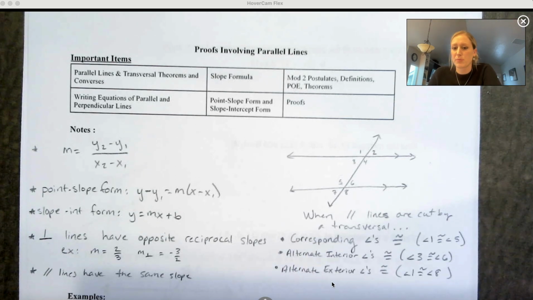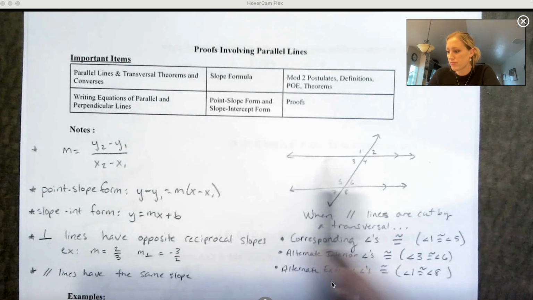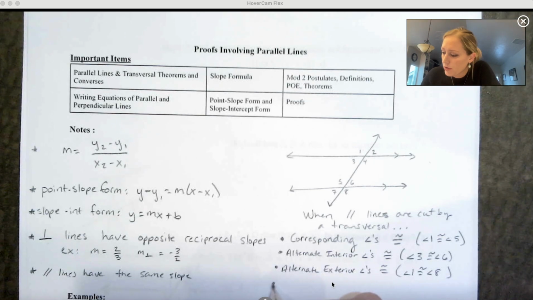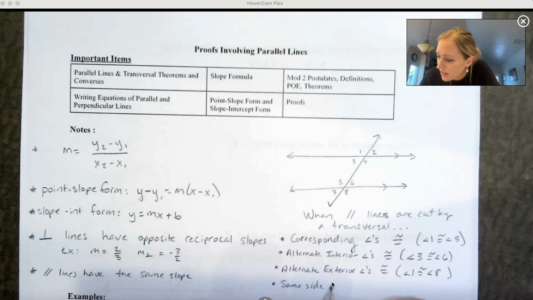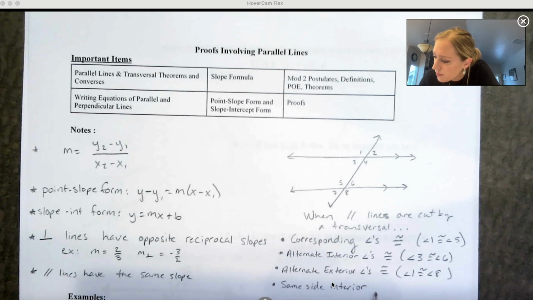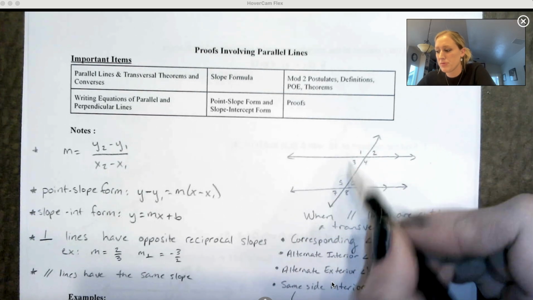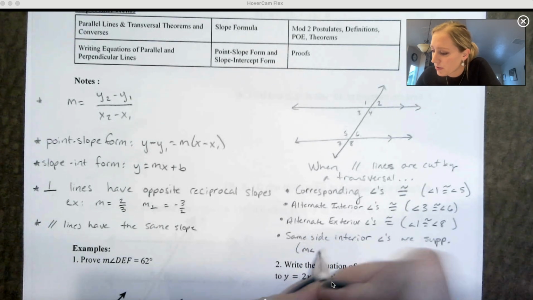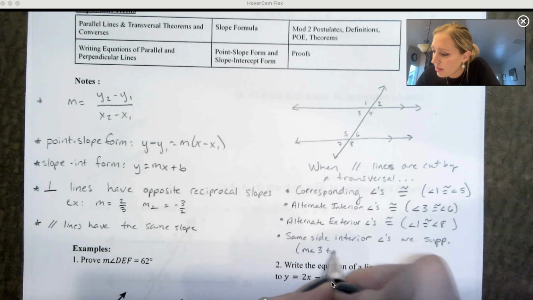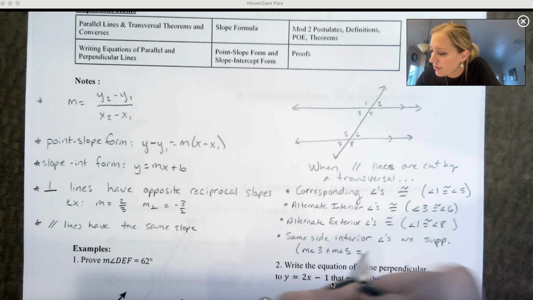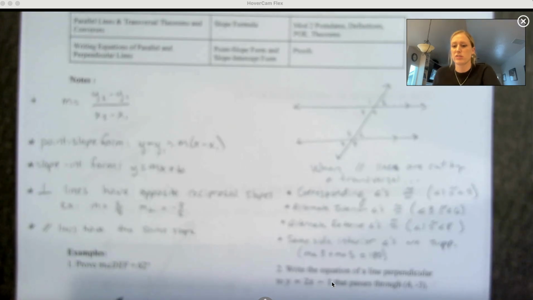These are the three kinds of pairs that are congruent when I have parallel lines cut by a transversal. We also have a pair that's supplementary. Those are same side interior angles, which are supplementary. An example of that would be same side interior, so same side of the transversal and in between the parallel lines, like angle 3 and 5. Their relationship, instead of being congruent, is that when I add them together, they sum to 180 degrees. That is the relationship for same side interior angles.